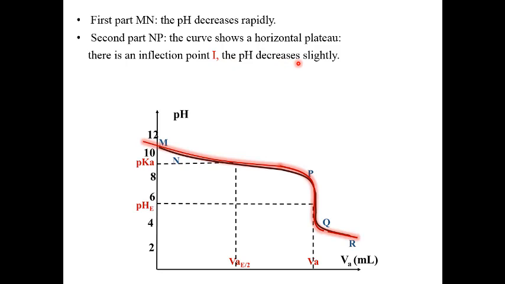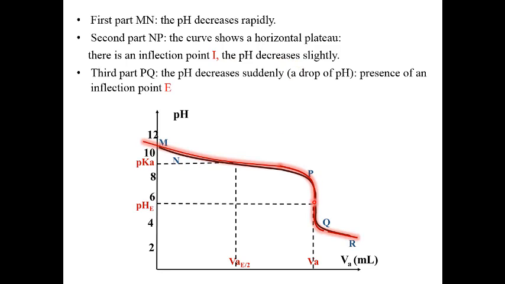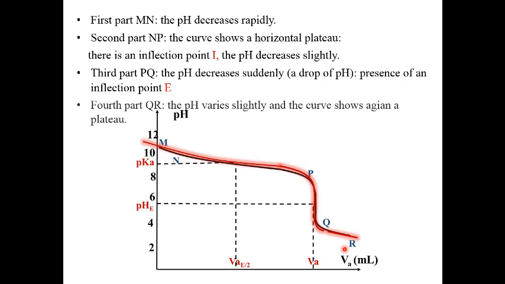The pH decreases slightly. And the third part, which is PQ, the pH decreases suddenly. There is a drop of pH with the presence of the second inflection point corresponding to the equivalence point, and this is why it is called E. And the last part, which is QR, the pH varies again slightly, and the curve shows again a plateau. It would have an asymptote to a given line.